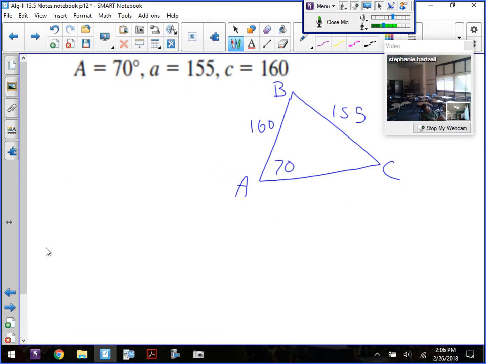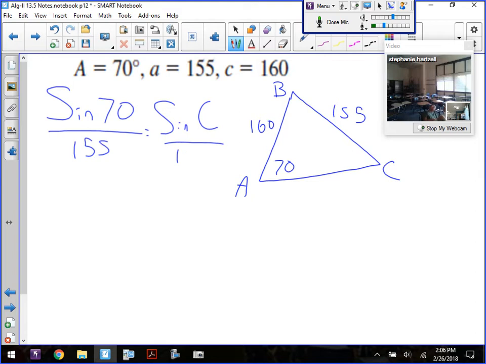So we know that if I write it out, law of sines, we get the sine of 70 is to 155, as the sine of C is to 160.